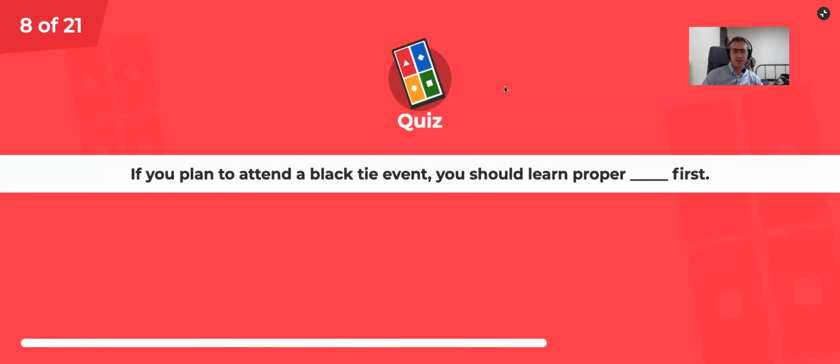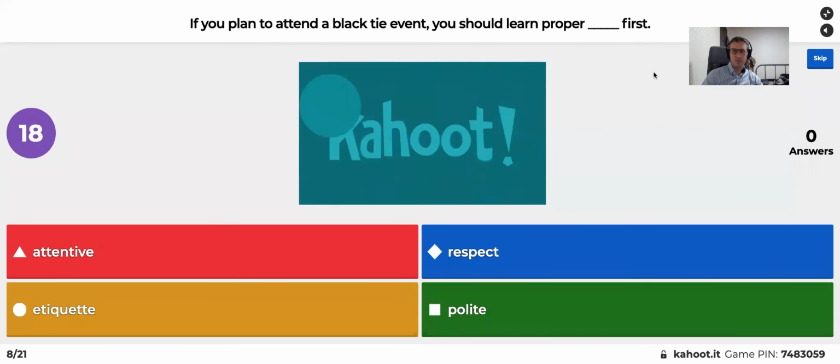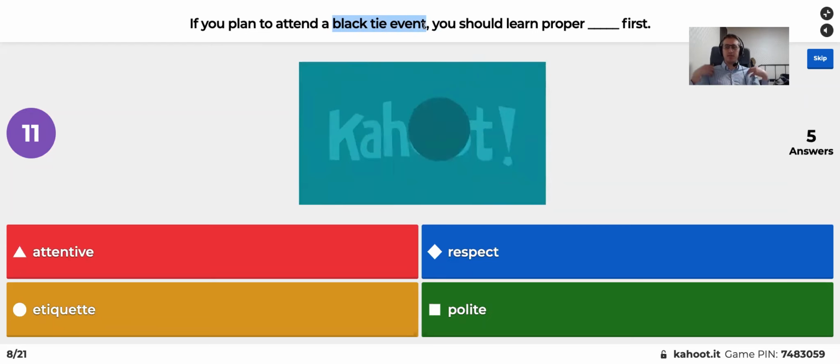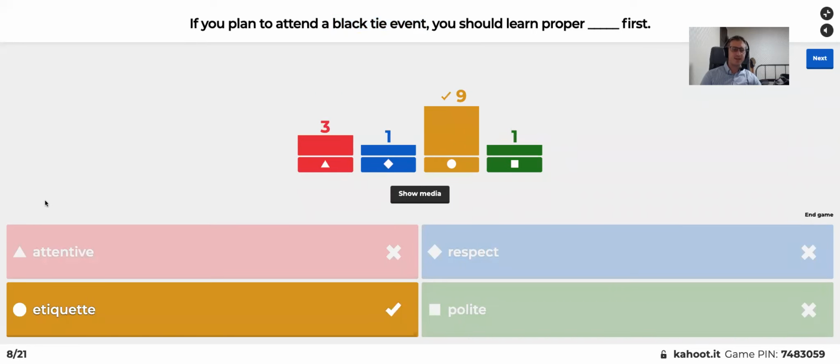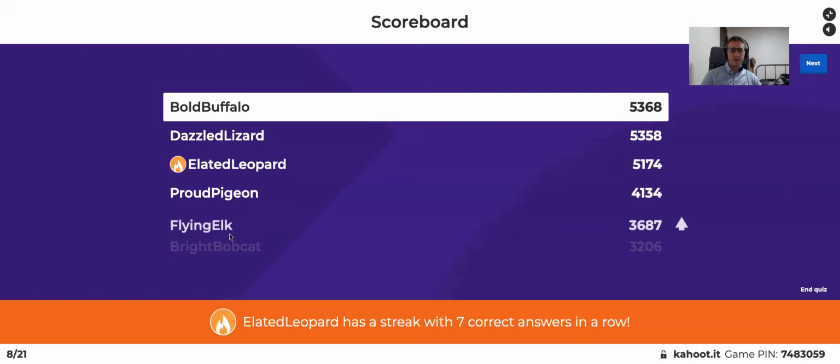If you plan to attend a black tie event, you should learn proper blank first. So this just means an event where you dress nice with a black jacket, a black little bow tie. Girls or women would wear a nice dress. It's kind of like, do you know the Oscars? That would be a black tie event. Etiquette, right? So etiquette is behavior, proper behavior. And ooh, Flying Elk moved up into the top 5.